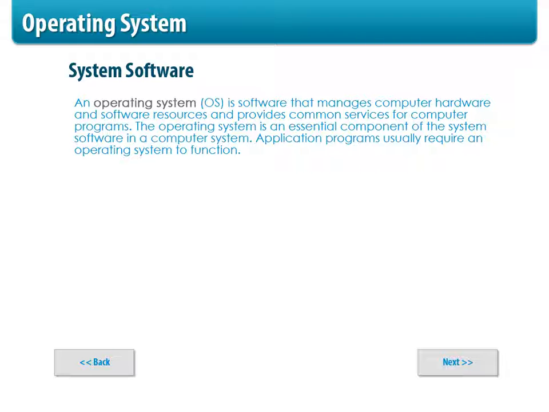Some examples we'll talk about later, like a system update or a defrag or security or encryption or formatting or even virus software. Those are kind of extras, so we consider them utilities.